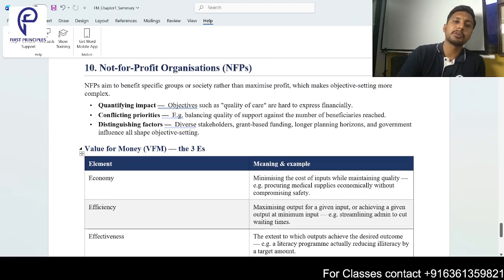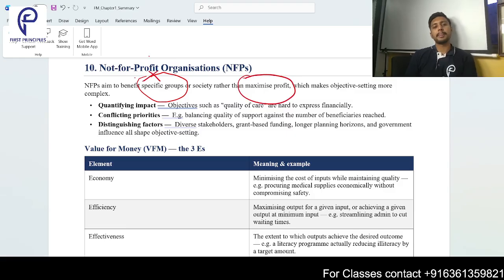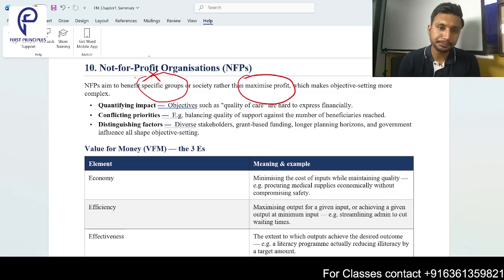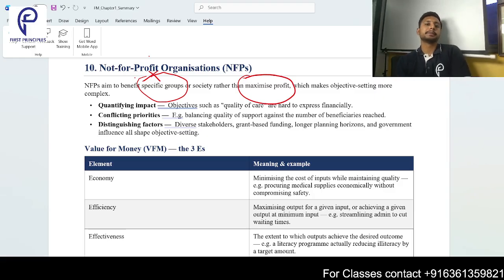Next, we have not-for-profit organizations. Not-for-profits aim to benefit specific groups or society rather than maximize the profit. Right? Not-for-profits don't really run a company for profits. They run it to support a certain specific group of people.